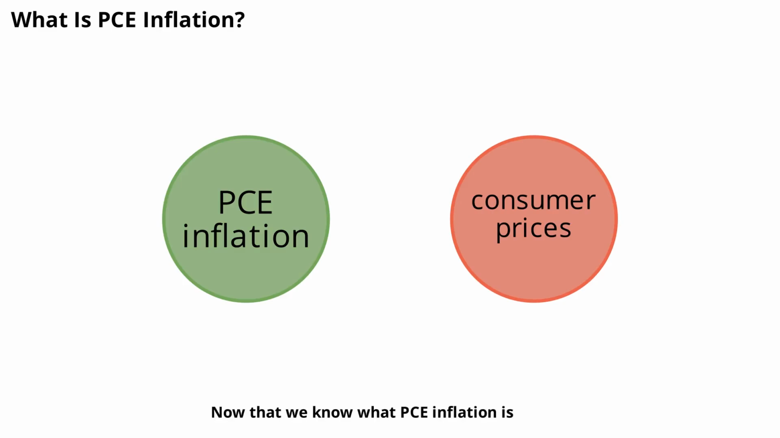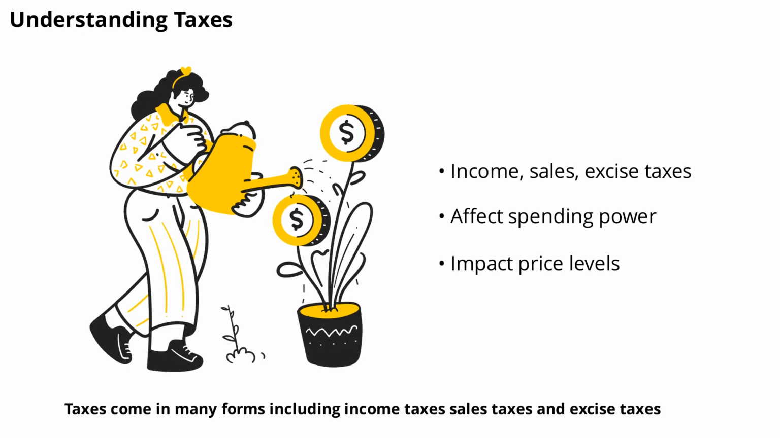Now that we know what PCE inflation is, let's look at how taxes fit into this picture. Taxes come in many forms, including income taxes, sales taxes, and excise taxes. Each type affects consumers and businesses differently. For example, sales taxes are added directly to the price of goods and services, while income taxes reduce the amount of money households have to spend. These differences are important when considering how taxes influence overall price levels and ultimately PCE inflation.